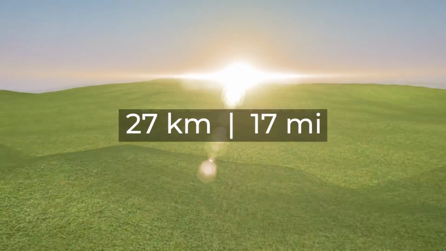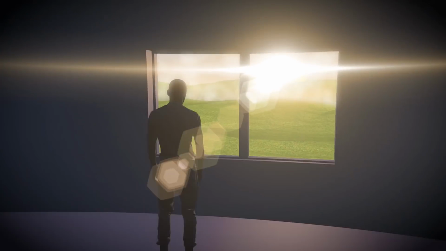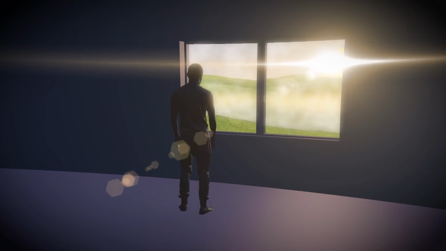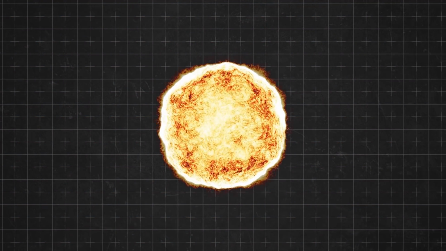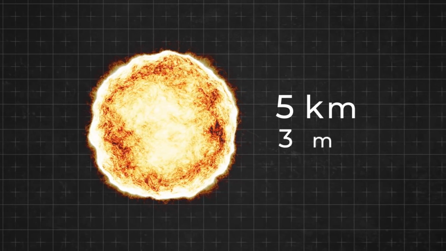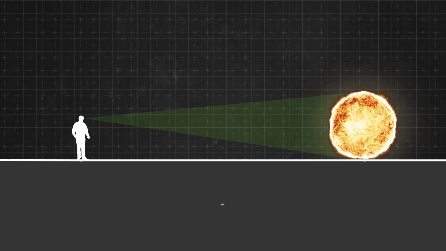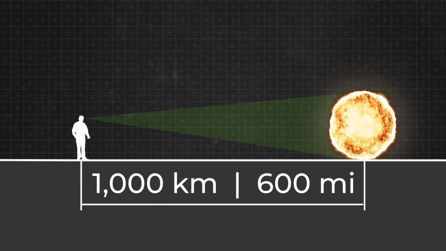Anyone 27 kilometers away would see a bright flash of light in their windows. After that, within a few seconds, the shockwave would take out the windows in their homes. The fireball of the explosion would reach a height of 5 kilometers above the Earth's surface, and its glow would be observable from a distance of up to 1,000 kilometers.